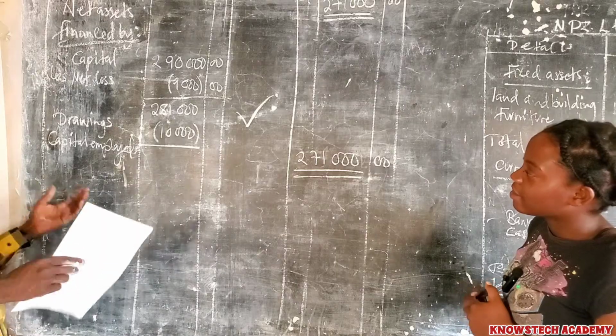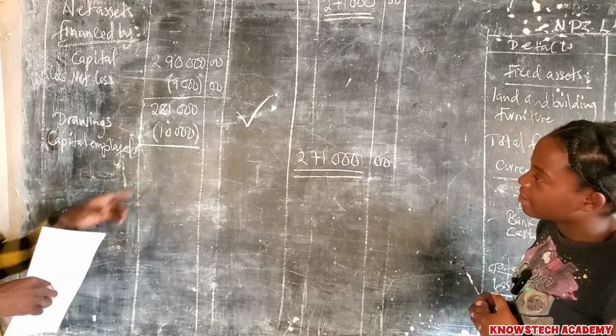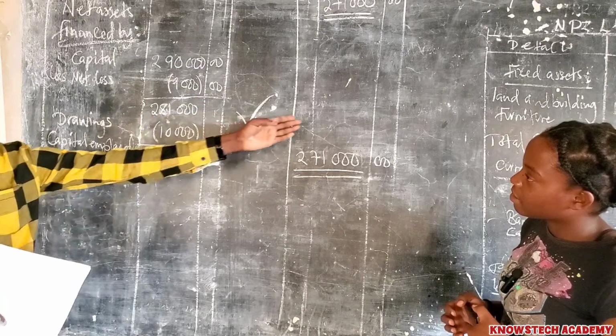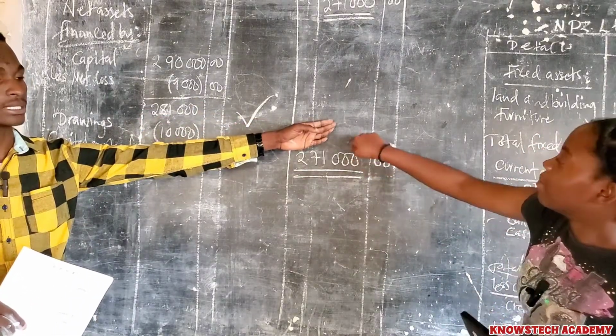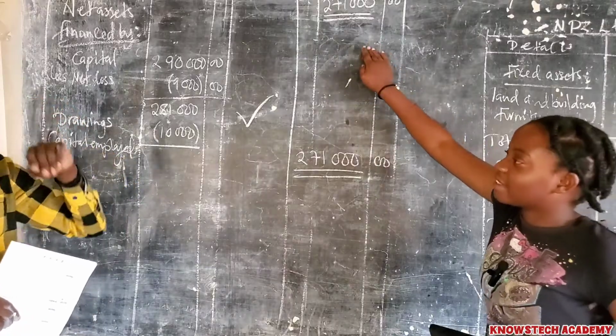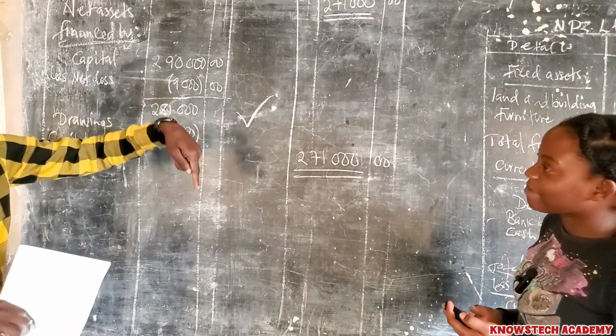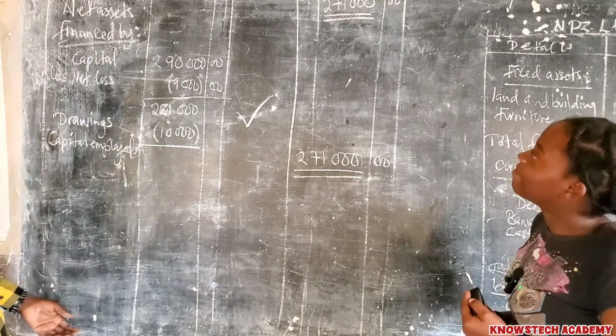Sir, what if we didn't have drawings? What if we didn't have drawings? If we didn't get anything from the bank, this amount would have gone directly there, this side. It will still be the same. Yes, that's why it's a balance sheet.